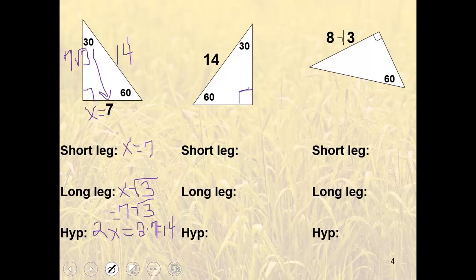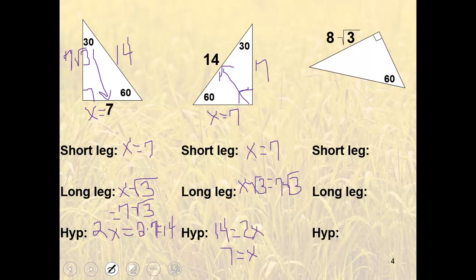Okay, all right. Short leg. I got to find my short leg. What am I given? I'm given my hypotenuse. 14 has to equal 2 times x, right? So what does x have to equal? And what does x stand for? My short leg each and every time. So how do I find my long leg? I just multiply it by the square root of 3, and I get 7 square roots of 3, and I'm done.